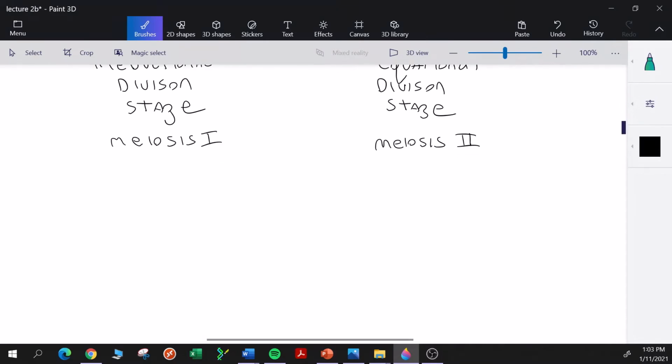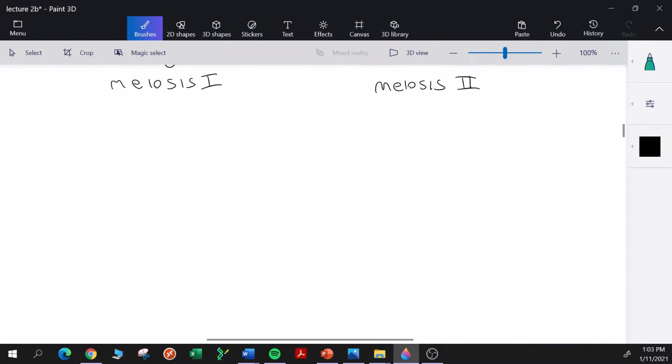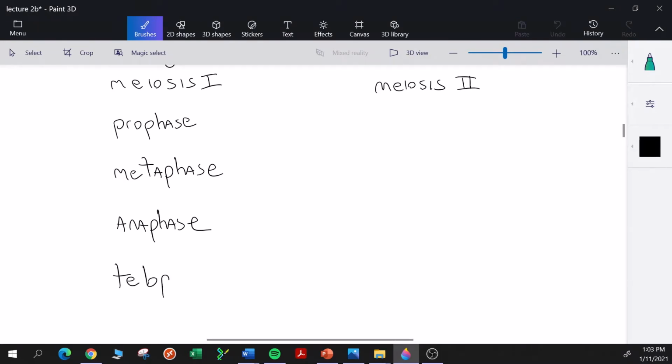Now, both meiosis 1 and meiosis 2 have a number of phases: prophase, metaphase, anaphase, and telophase. So those look familiar, right? Those are very similar to the names of the phases in mitosis. And same thing for meiosis 2.